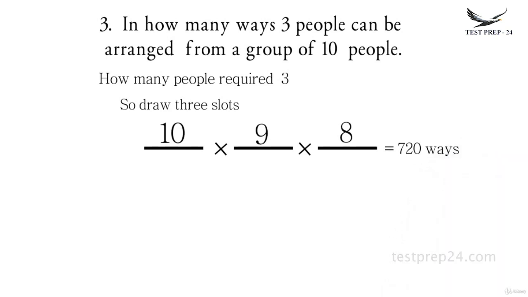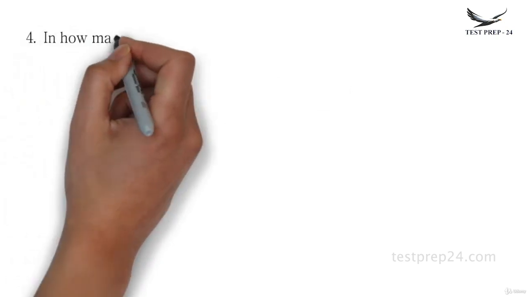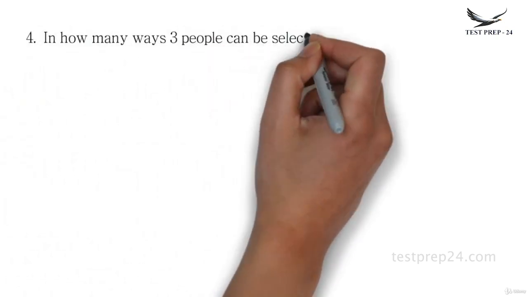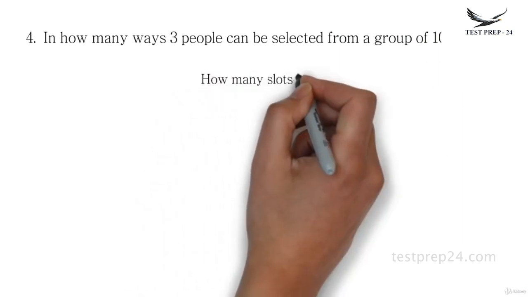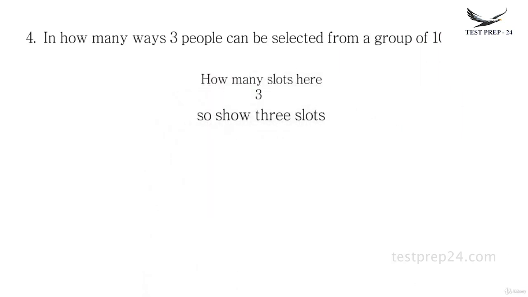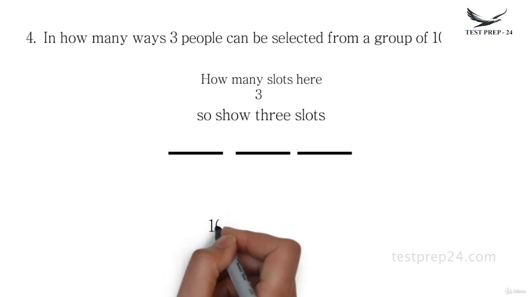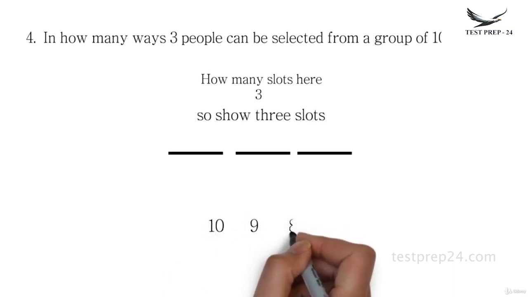Now if you want to do the same thing with combination: in how many ways can we select 3 people from a group of 10 people? The previous question was an arrangement, but here they are asking in how many ways you can select. Here also, draw 3 slots, because we want to select 3 people. In the first slot you can fill it in 10 ways, the second slot in 9 ways, and the third slot in 8 ways.